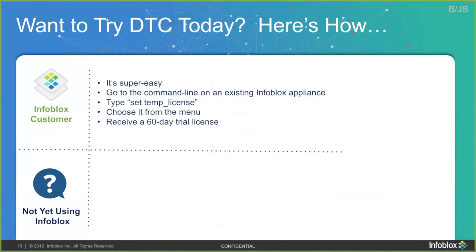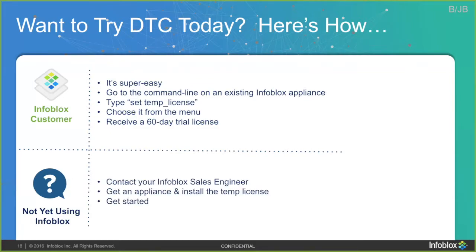Yeah, it's really simple to do. It's super easy. If you already are an Infoblox customer, all you have to do is go to the command line on an existing Infoblox appliance and type in set temp license, as you see it there, and then pick it from the menu. It's just that fast and easy. That gives you a 60-day trial license, which is really advantageous, so you can try out a lot of these features that you've seen here today. If you are not yet using Infoblox, you can contact your sales engineer or the sales account team and get an appliance, install the temp license, and get started.